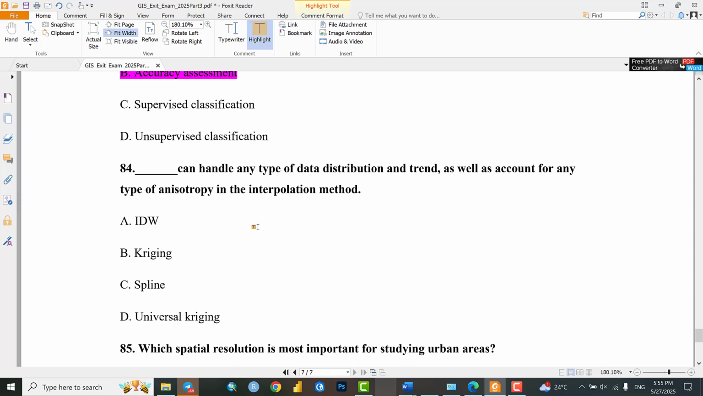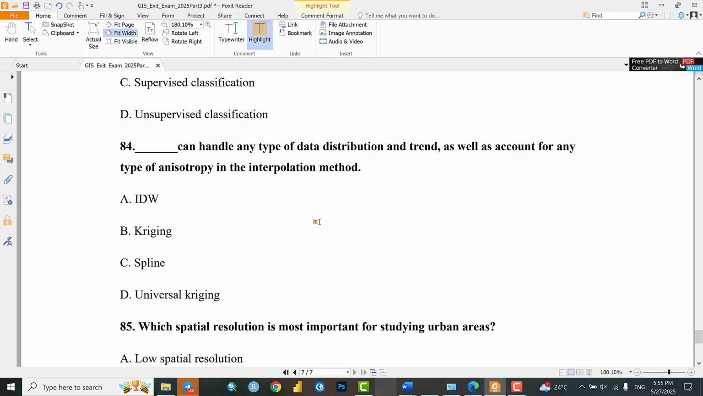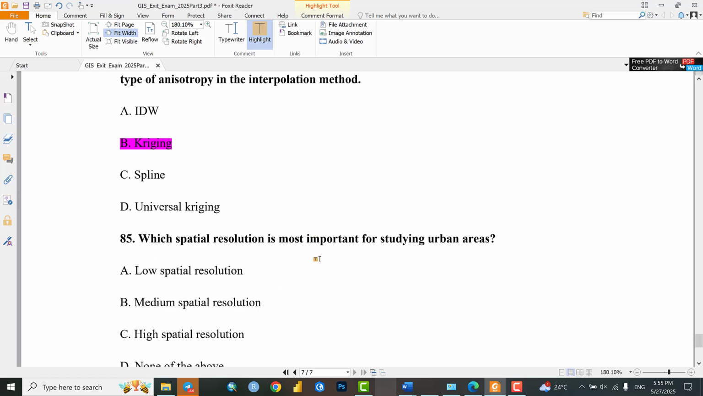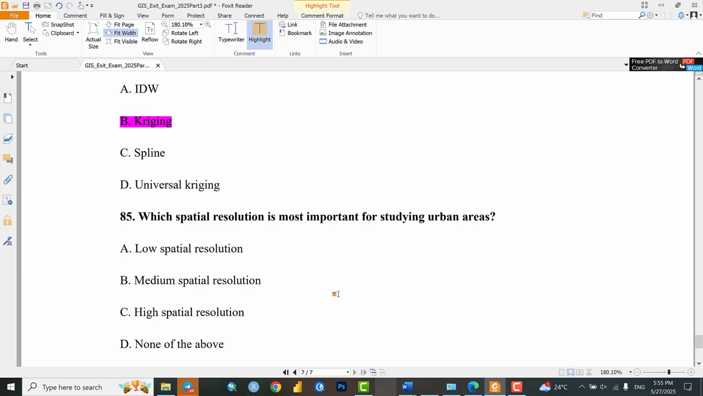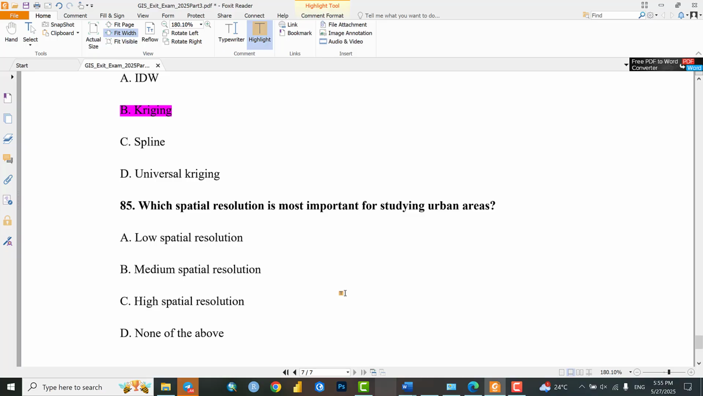84. Which interpolation method can handle any type of data distribution and trend, as well as account for any type of anisotropy? IDW, kriging, spline, universal kriging. So it is kriging. 85. Which spatial resolution is most important for studying urban areas? Low spatial resolution, medium spatial resolution, high spatial resolution, none of that. So high spatial resolution, like SPOT images, is useful for studying urban areas.